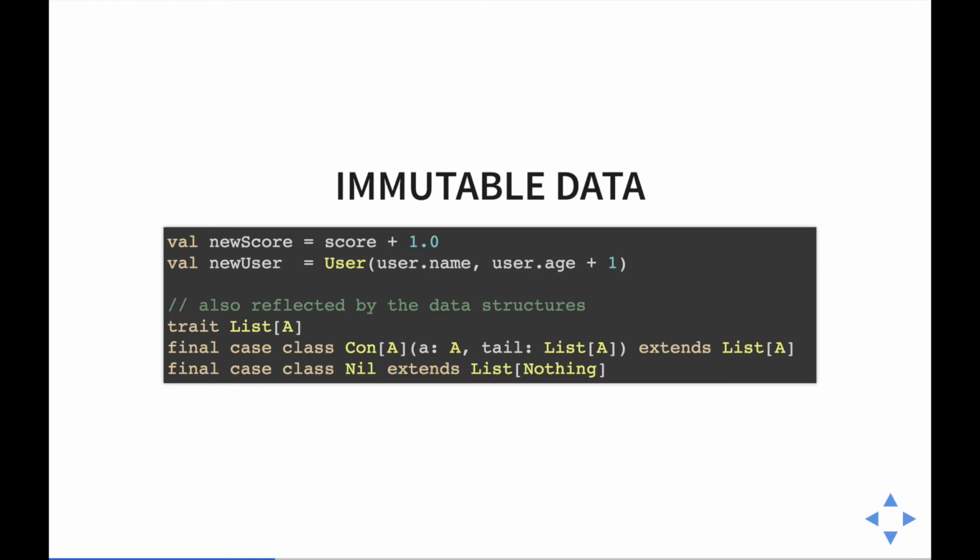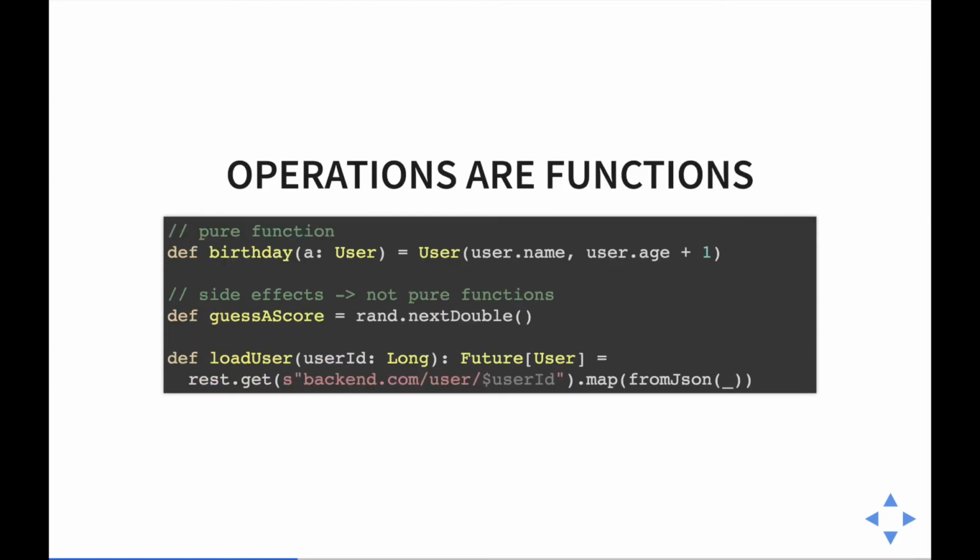So now we talked about the data side. Let's go to the operations side. And our operations are, as the name says, functions, in the sense of mathematical functions. What is a mathematical function? It's a mapping from an input to an output. And this input always maps to the same output. It doesn't depend on the time or the environment. The same function always creates the same output for the same input.